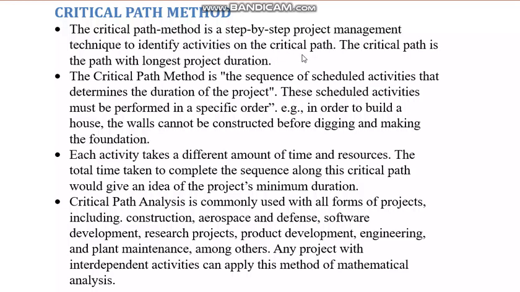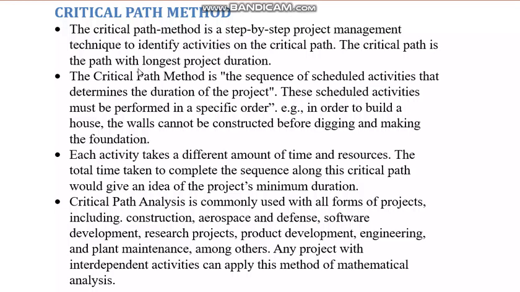So there is a certain thing called the critical path. Now that critical path we have to find out, and we have to identify the activities that are falling under the critical path. See, actually there are many activities in a project, but some become critical and some are non-critical. Okay, see, now the critical path here, what they're saying is the critical path is the path with the longest project duration.